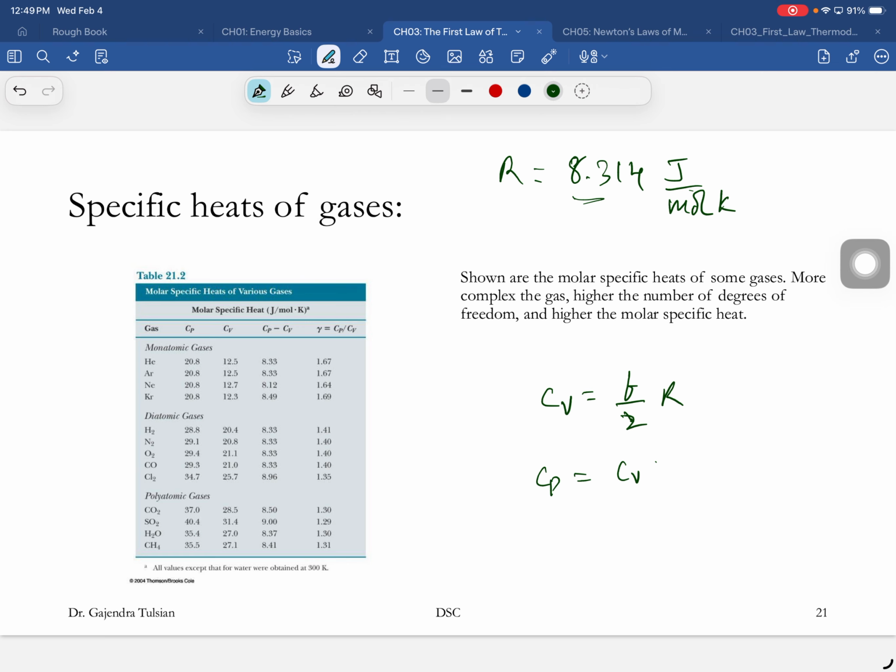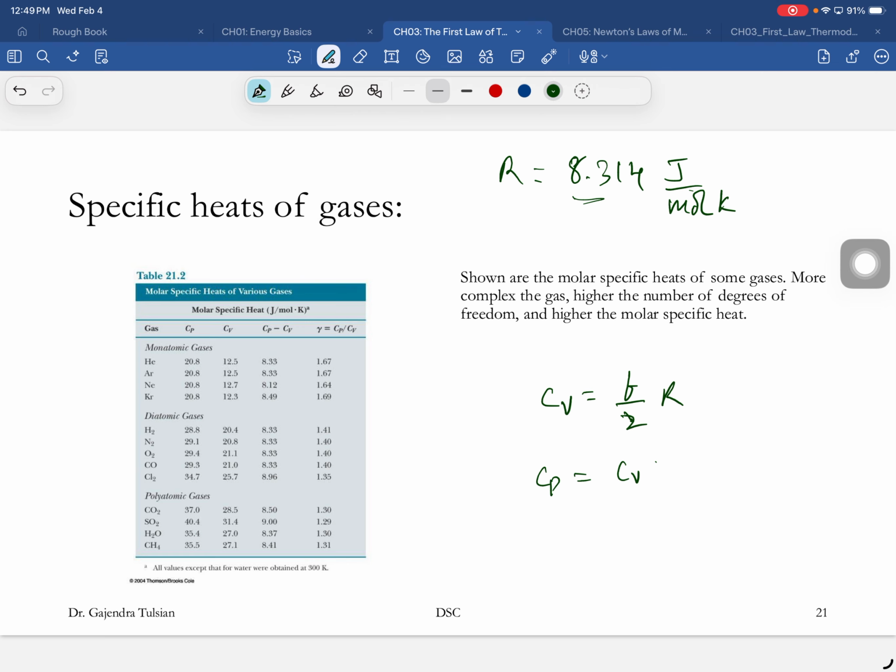So gamma tells you the number of degrees of freedom a gas has. The more complex a gas molecule is, the more degrees of freedom it has. The greater the number of degrees of freedom, gamma tends to 1. For an infinite number of degrees of freedom, this would be 1.